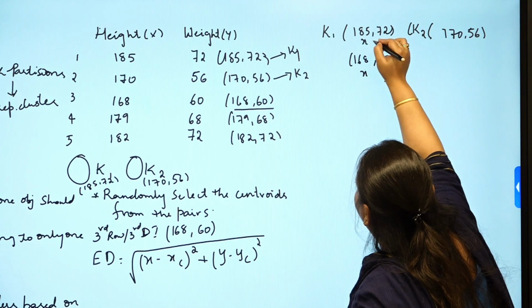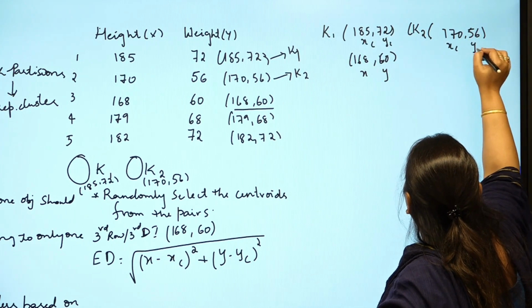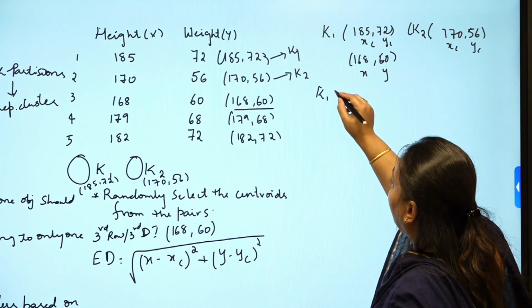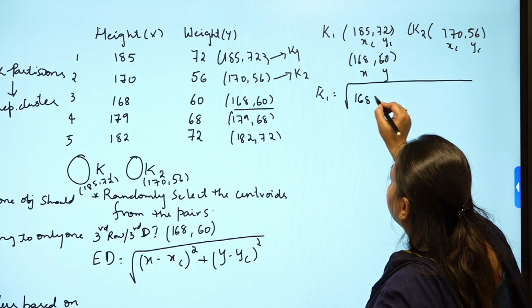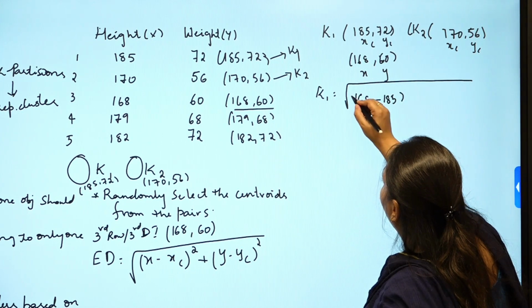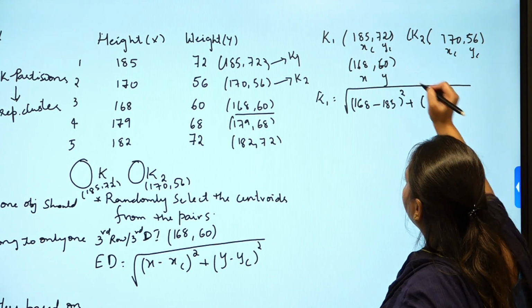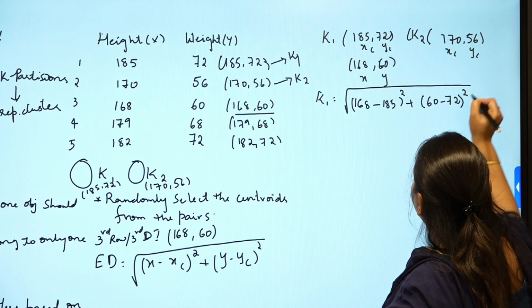Now, this is my XC, this is my YC. Now, first I will be calculating it for K1. K1 is equal to root of (X minus XC) whole square, where X is 168 and XC is 185, plus (Y minus YC) whole square, where Y is 60, so 60 minus 72 whole square.